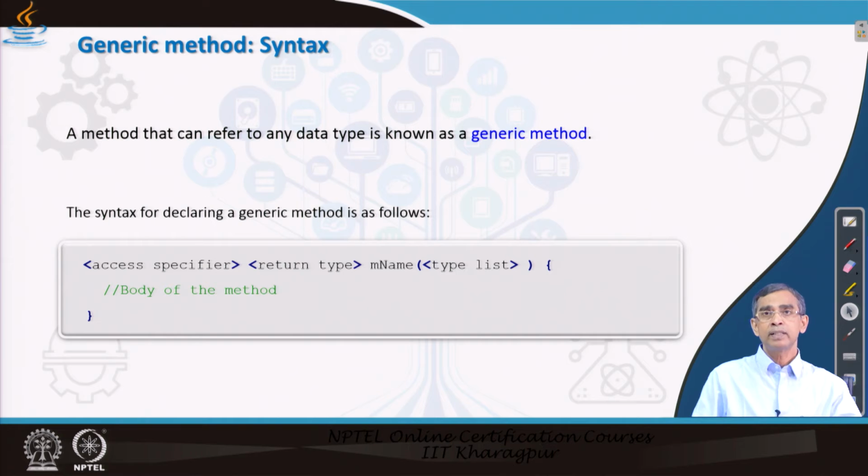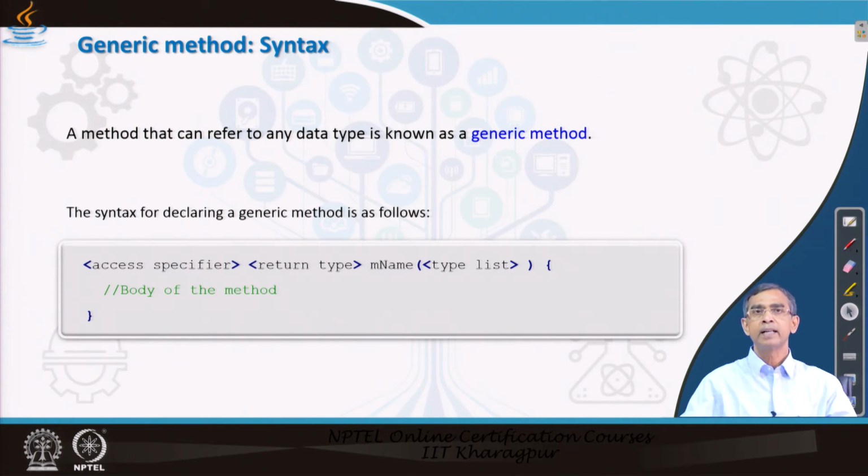So, without knowing what type of data, if you can write a method which is capable of handling any type of data, that would be a very good idea. This is basically the concept of defining a generic method. Java provides support for defining a generic method.